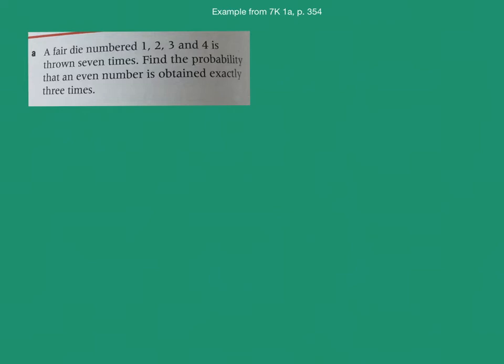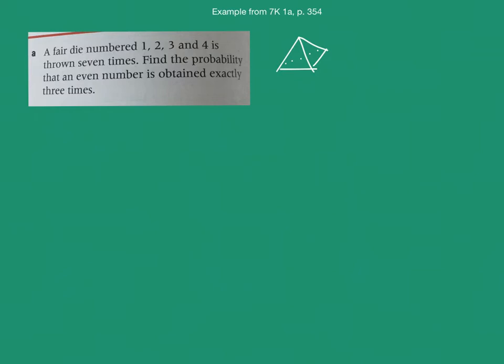So I'll show you how you can do it by hand, and we're going to look at how to use technology as well. We can start by establishing that this is a binomial distribution. We can use the binomial model because we have a set number of trials. We have 7 trials, and the probability is the same each and every time. So this is a 4-sided die with the numbers 1, 2, 3, and 4. And we're throwing this 7 times.